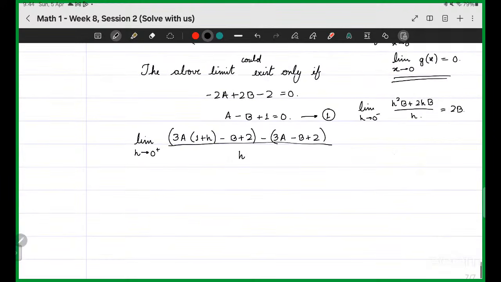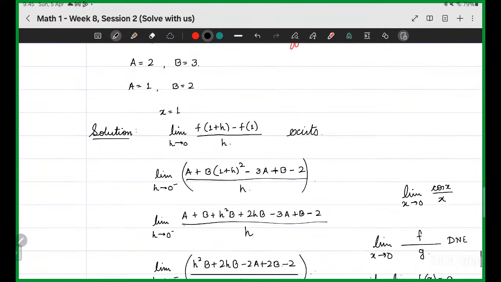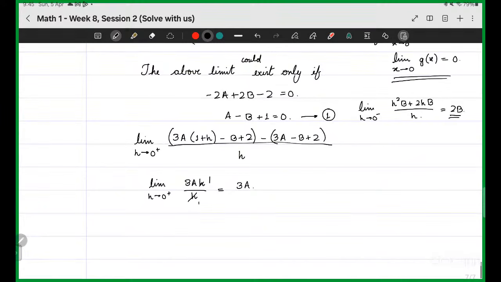But in this case, since the function value is the same, here you will be in slightly better shape. Only 3ah will be left, isn't it? Everything else gets cancelled, divided by h. Yes. And irrespective of the value of a or b, this limit will exist and will be equal to 3a. Now, if this limit exists, the right-hand limit and the left-hand limit have to be equal. So I got the left-hand limit as 2b, right-hand limit as 3a, and I get 3a is equal to 2b.